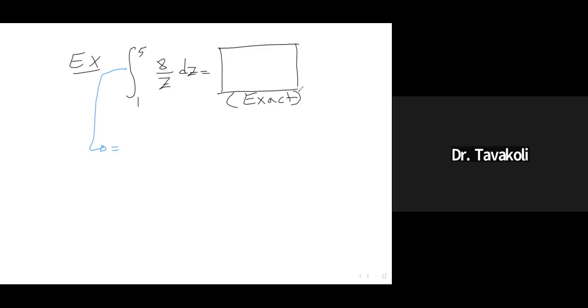So first of all, I can pull out 8 because 8 is a constant. So this becomes 8 times the integral of 1 over z dz. And the integral is over the interval from 1 to 5.